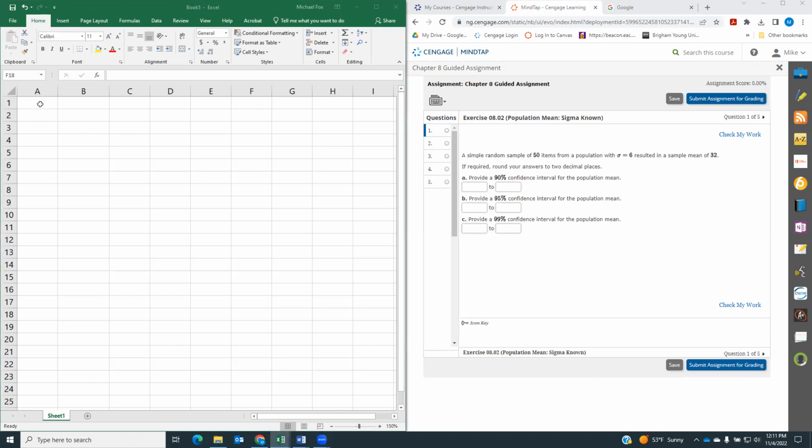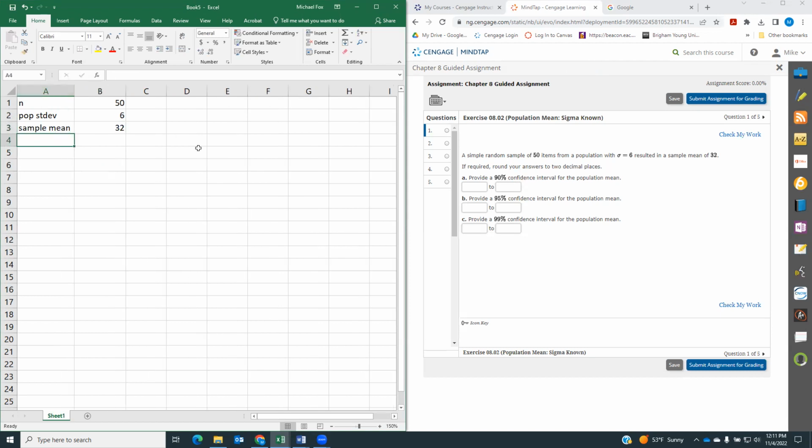I know that n, or sample size, is 50. I know that population standard deviation, or sigma, is 6. And I know that the sample mean is 32. Sometimes we call the sample mean x bar, right? That's how it gets denoted most of the time. And then I know I'm going to have to come up with some confidence level or confidence interval. So the confidence in this case, the first one, is 0.9 or 90%.